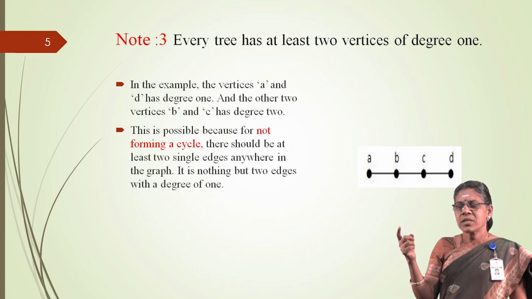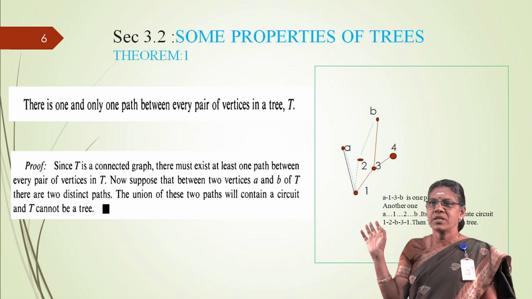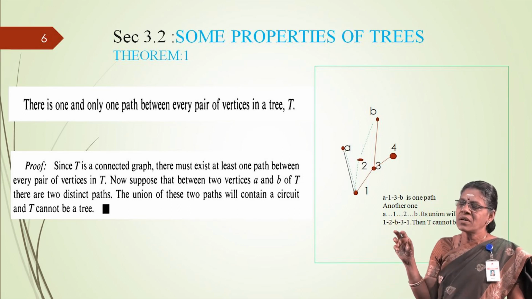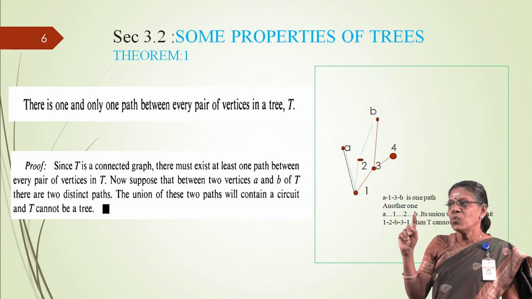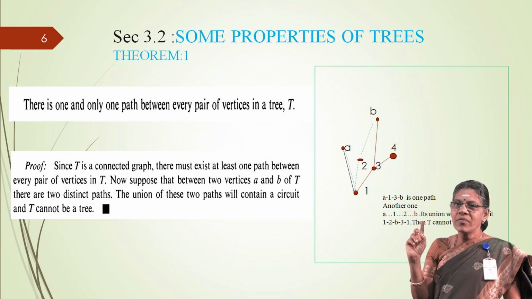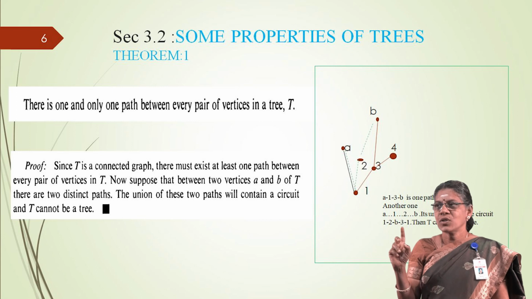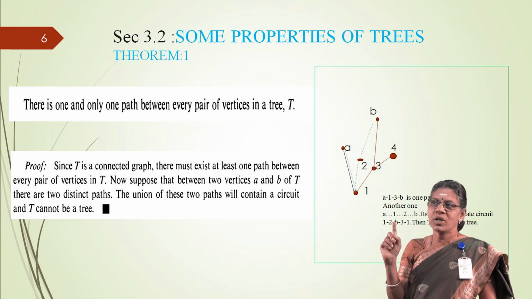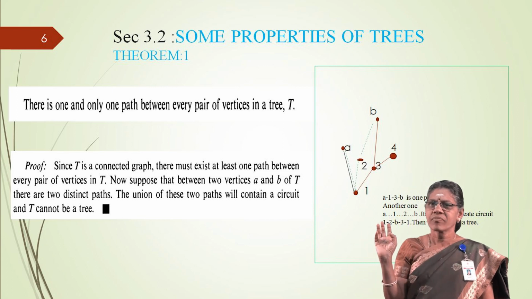Okay. Then next, some properties. You are going to see some properties of trees. Some properties are stated here as theorems. First one: there is only one path between every pair of vertices in a tree. There is only one path between every pair of vertices in a tree.